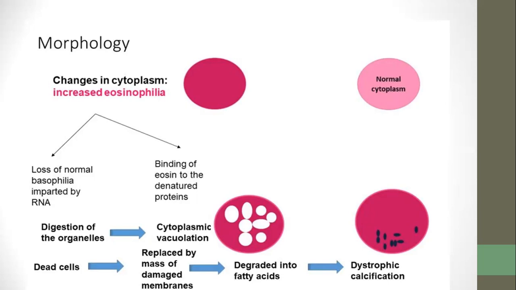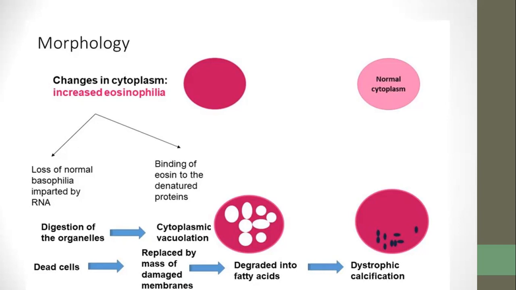Here, the morphology of a necrotic cell is seen. You can see the changes that occur in the cytoplasm include increased eosinophilia, and this is because of the loss of normal basophilia imparted by the RNA, and also because of binding of eosin to the denatured proteins. Then there is digestion of organelles, which results in cytoplasmic evacuation, and this is also called a moth-eaten appearance.